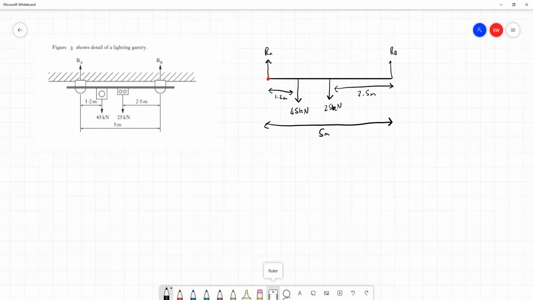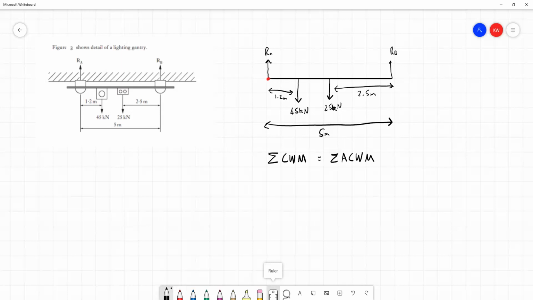And we know that the total of all the moments at point A has to be 0. That is to say that all of the clockwise moments are equal to the sum of the anti-clockwise moments.